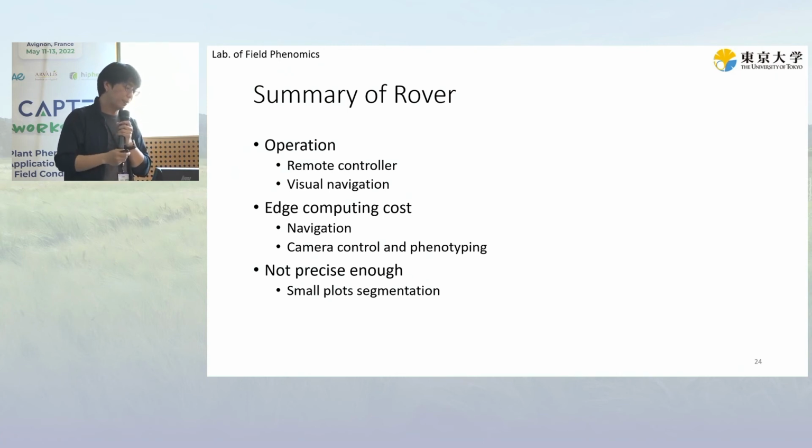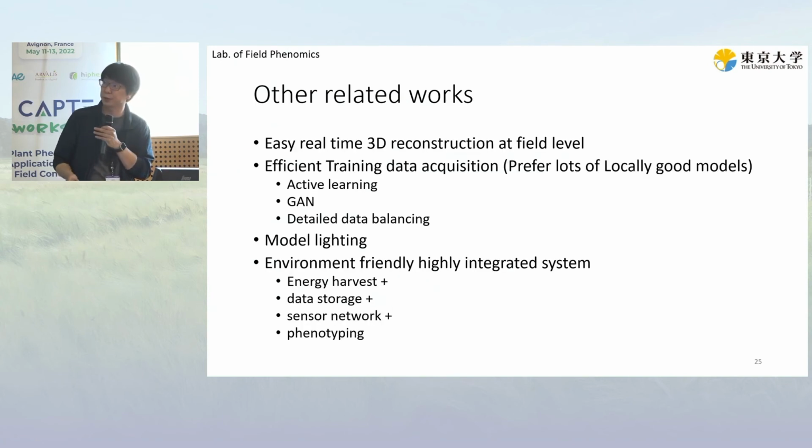However, if we want to do this real-time phenotyping, it's still very difficult because the plots are so tiny. So it's very difficult for us to segment those plots in real time. So we do the 3D reconstructions and then we do the reverse calculations to go back to the plots.